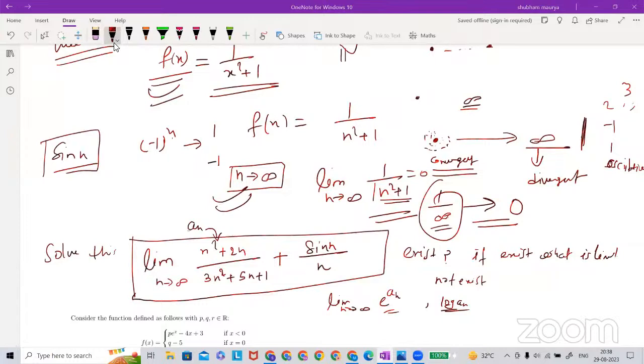e power 1 by 3 and log 1 by 3. Yeah, so that's the property. Okay, so let's discuss this one. So what is going to be the limit?